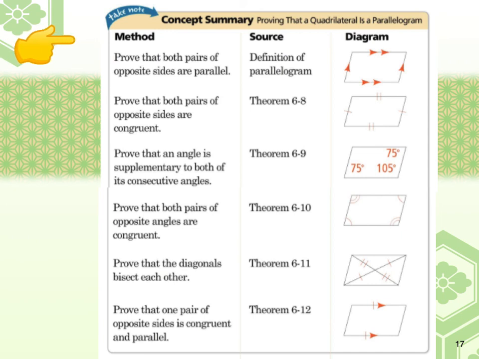Prove that an angle is supplementary to both of its consecutive angles. That is theorem 6-9. Then prove that both pairs of opposite angles are congruent. That is theorem 6-10. Prove that the diagonals bisect each other. Theorem 6-11. And prove that one pair of opposite sides is congruent and parallel. Theorem 6-12. So these are the important notes for you to prove whether a quadrilateral is a parallelogram.